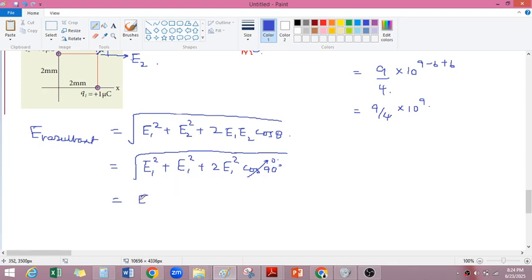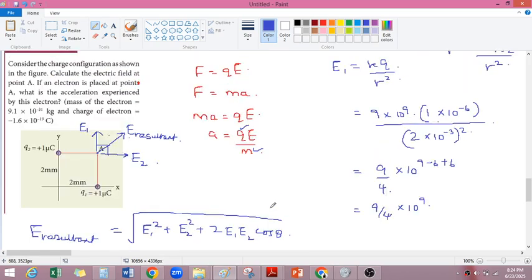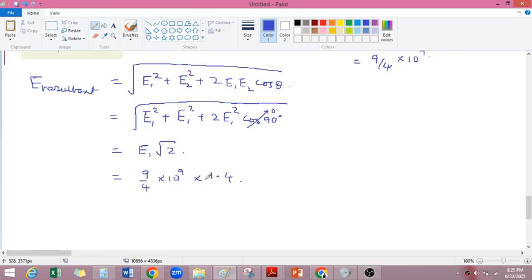So that means E1 will come out, root 2 will be there. So E1 is 9 by 4 into 10 power 9 into root 2. Root 2 is 1.4. So simplify this, you will get the answer. Okay, so that will be E resultant. And once I substitute this and get this, I will get the acceleration.